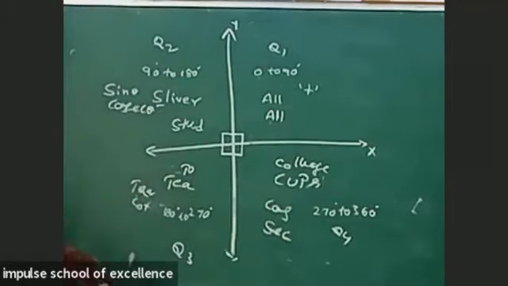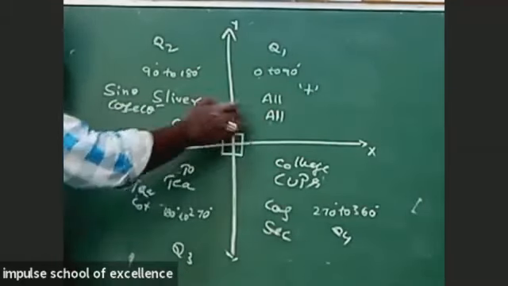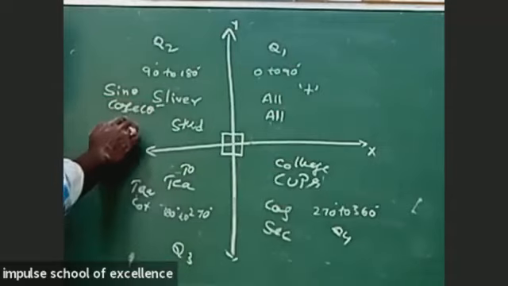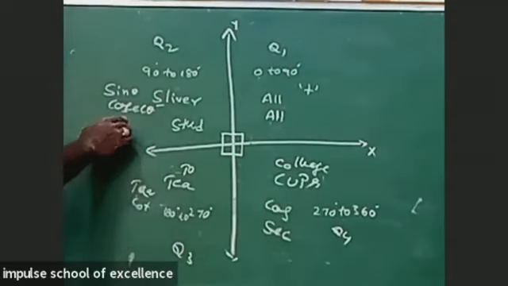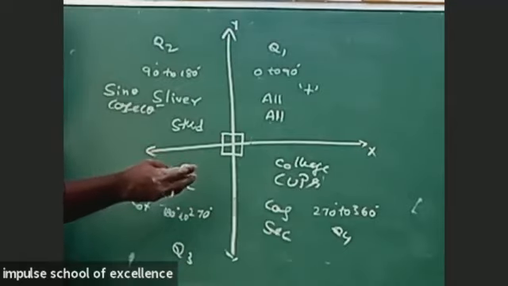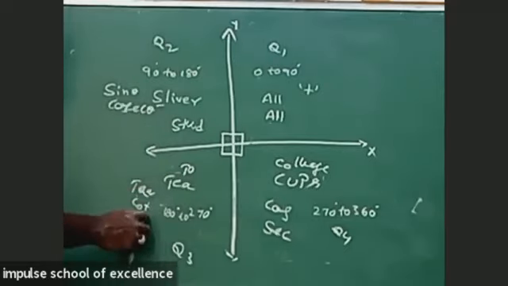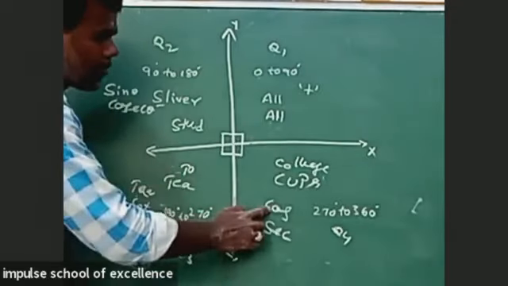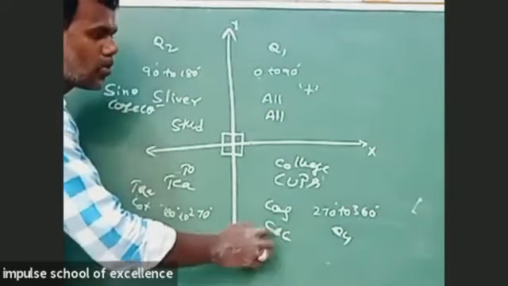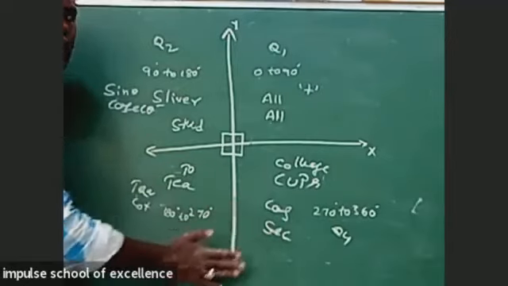In the first coordinate, all the values will be positive. In the second coordinate, sine theta and cosecant theta values will be positive. The remaining, cos theta, secant theta, tan theta, cot theta, will be negative here. In the third coordinate, tan and cot only will be positive; the remaining ratios are negative. In the same way, in the fourth, cos and secant only are positive; the remaining 4 ratios are negative. So like that.